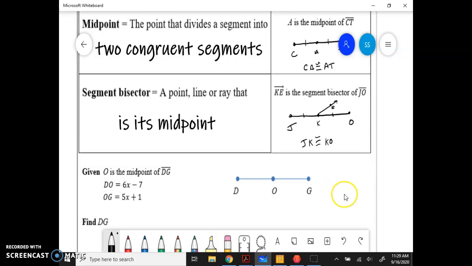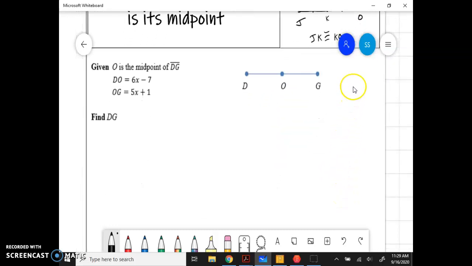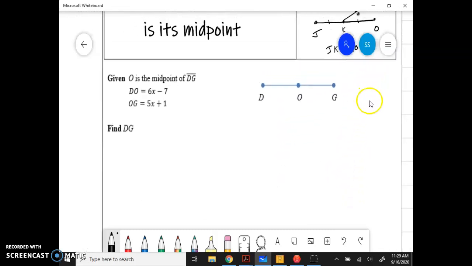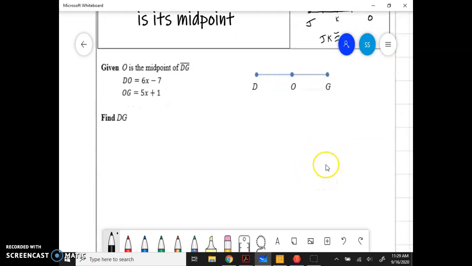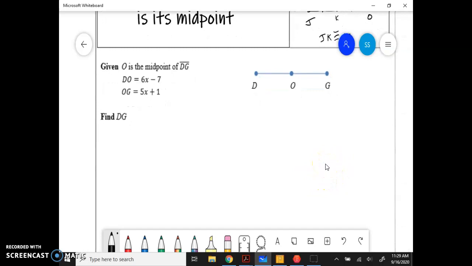All right, so what are we going to be doing with this? We're not going to actually be looking at measuring these with rulers like you were doing in Mr. Tess's class. We're going to actually be solving some equations here. All right, so let's take a look at an example of this.